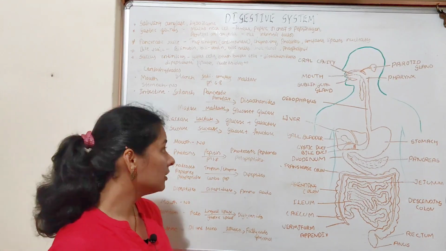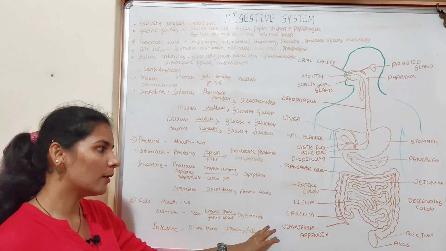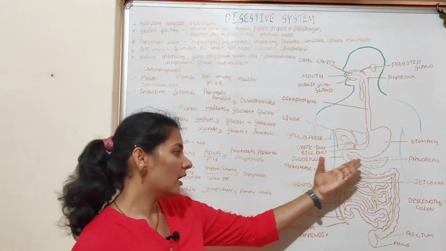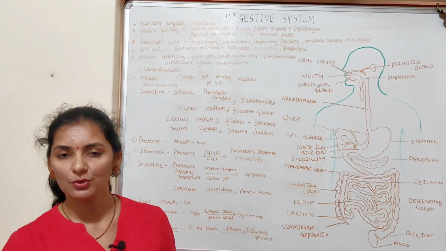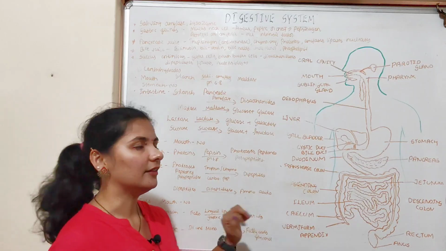So that is how the complex food particle is converted into simpler soluble form, how it gets absorbed, how the waste is produced, and how it is thrown out of the body through the anus. So that is about the process of digestion in the human being.